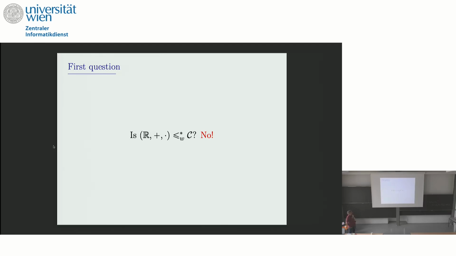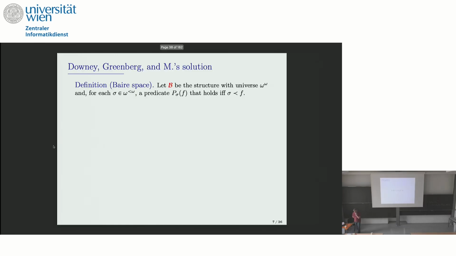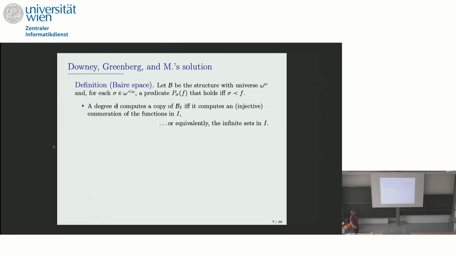So no, the reals are not generic Muchnik below Cantor space. Donnie Greenberg and I showed this by considering Baire space, which is very similar to Cantor space in how we present it. The universe is omega to the omega, and we have predicates for every string sigma, saying that sigma is a prefix of f. A degree D computes a copy of Baire space if and only if it computes an injective enumeration of the functions in I, which is not hard to see. That's equivalent to giving an injective enumeration of the infinite sets in I. That's pretty straightforward.